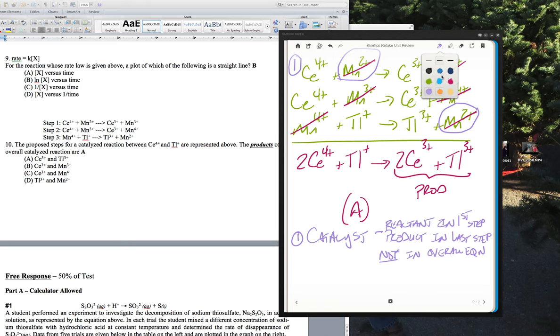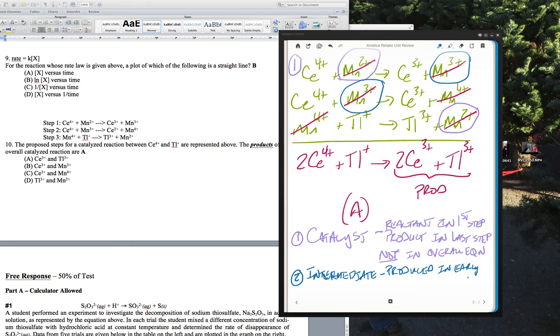Then blue, the 2 plus, is an intermediate. Okay. It is produced in an early step and consumed in a later step, and not in the overall equation.